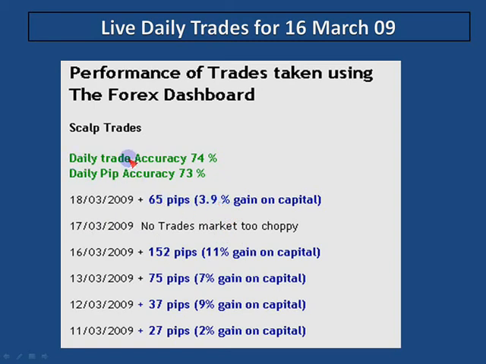Currently, the overall daily trading accuracy from when we started looking at these scalp trades, together with my day trades, which was a couple of months back, is sitting at 74%, and the daily pip accuracy is sitting at 73%. This accuracy goes back to last year, I think October. You can check all these trades on my site.